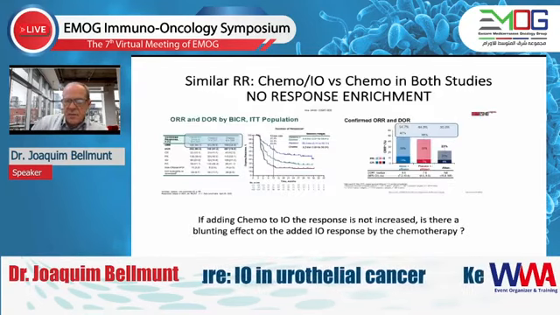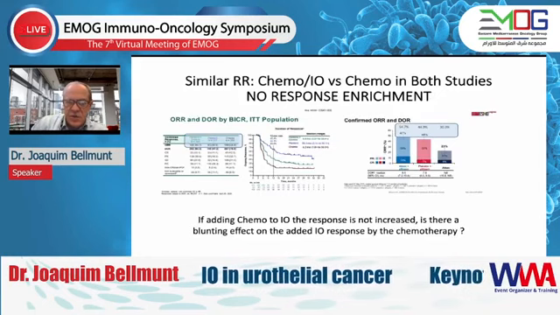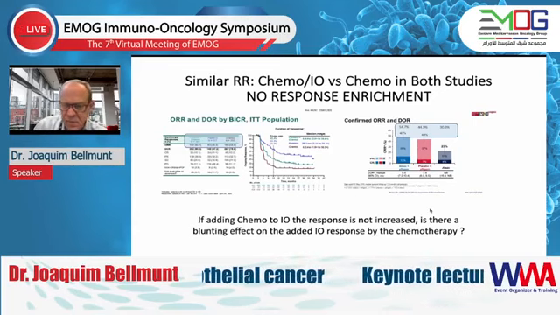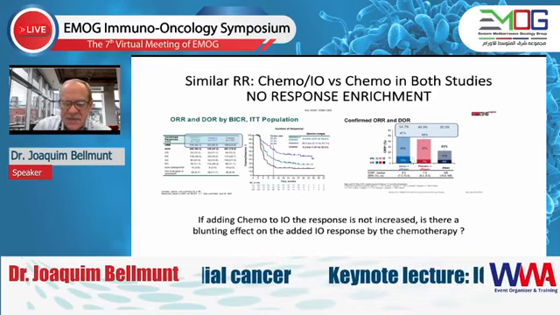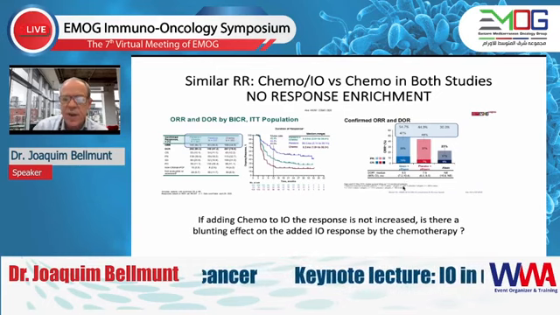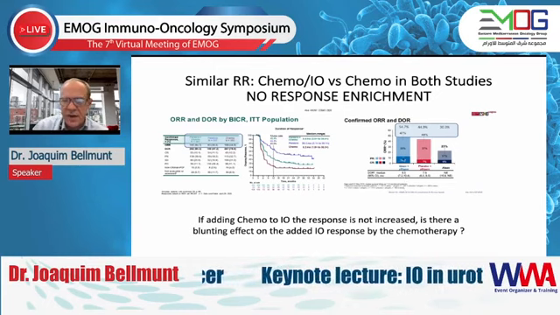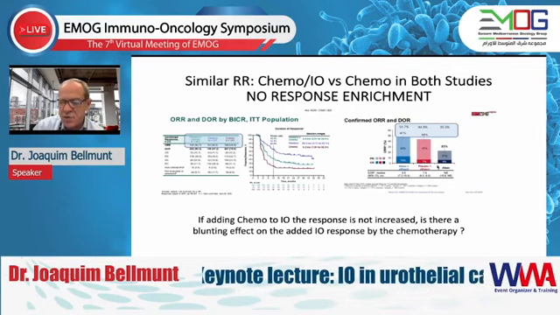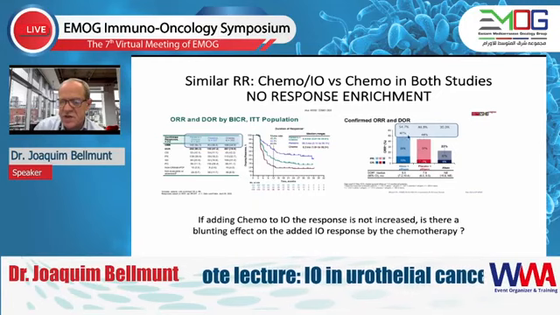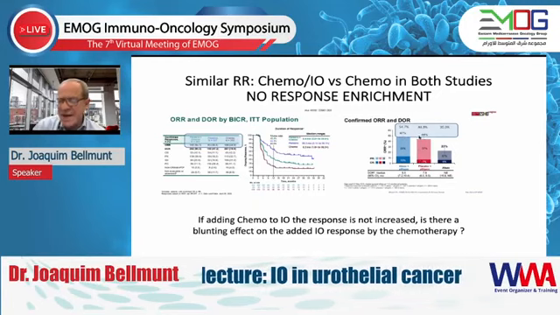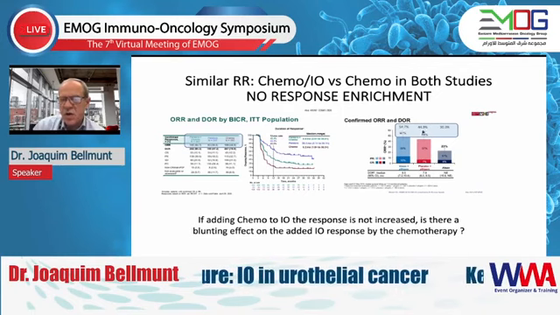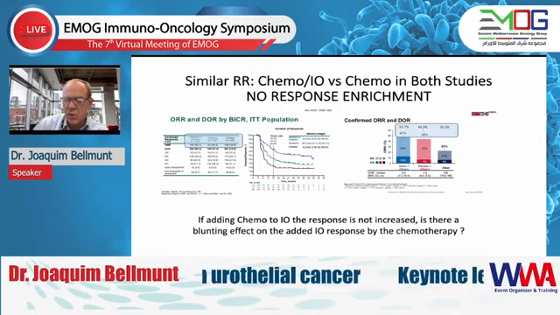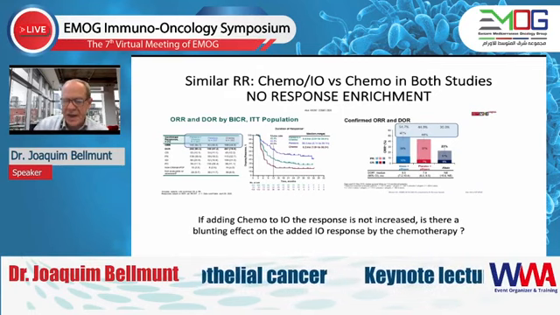So here, what I'm showing is the response rate and duration of response in all these trials. And what you can see here is that it seems that combining chemotherapy and immunotherapy is blunting the response rate. We can see here in the atezo platinum gemcitabine versus placebo platinum gemcitabine, the response rate 47 versus 44. If we see that in the KEYNOTE-361, 54 compared to 44.9. So we don't see an improvement in response rates when we are combining chemotherapy and immunotherapy.